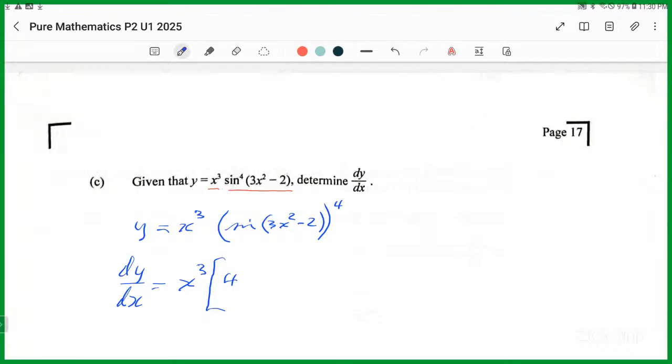It is like x to the 4th power. We're going to go 4 times the same thing, and this power is reduced by 1. So the sine of 3x squared minus 2, everything there, power reduced by 1. Then I have to differentiate what's inside this bracket. To differentiate the sine function, we differentiate this first, which is 6x. Then differentiate the sine function and get the cos function, which is the cos of 3x squared minus 2.